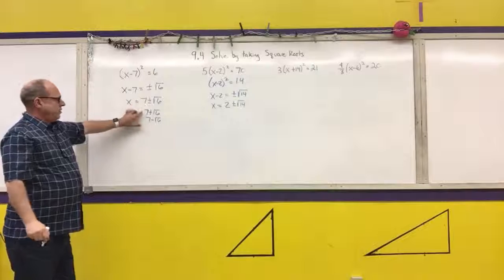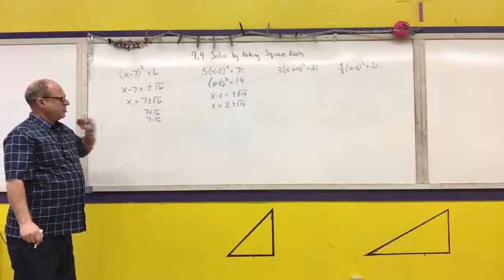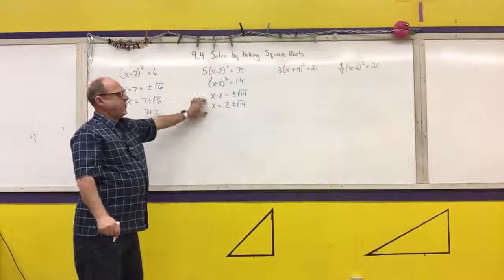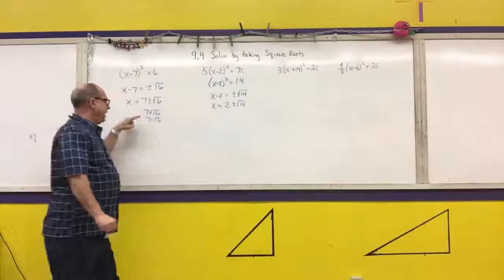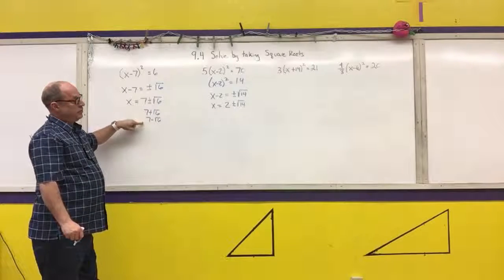Notice over here I broke it up into 7 plus the square root of 6, 7 minus the square root of 6. I don't need that for a final answer. I just want you to realize that this is two separate numbers.